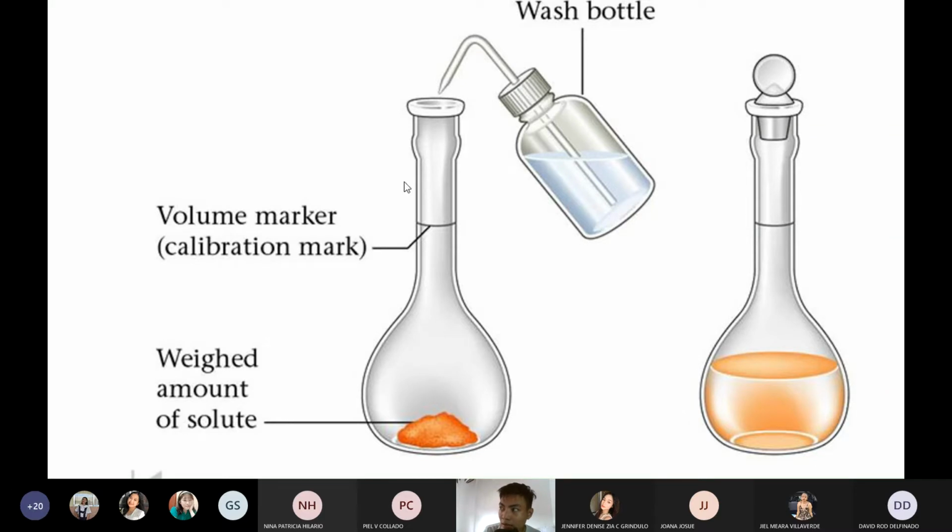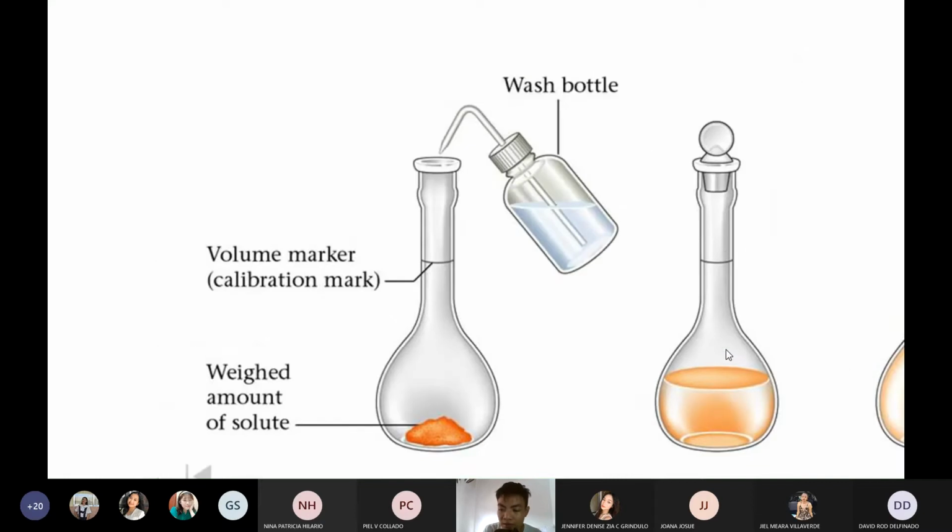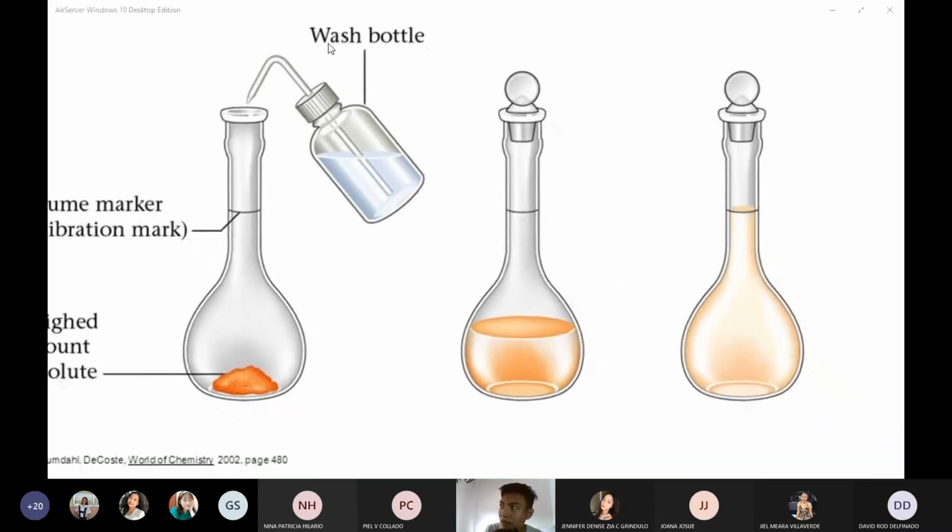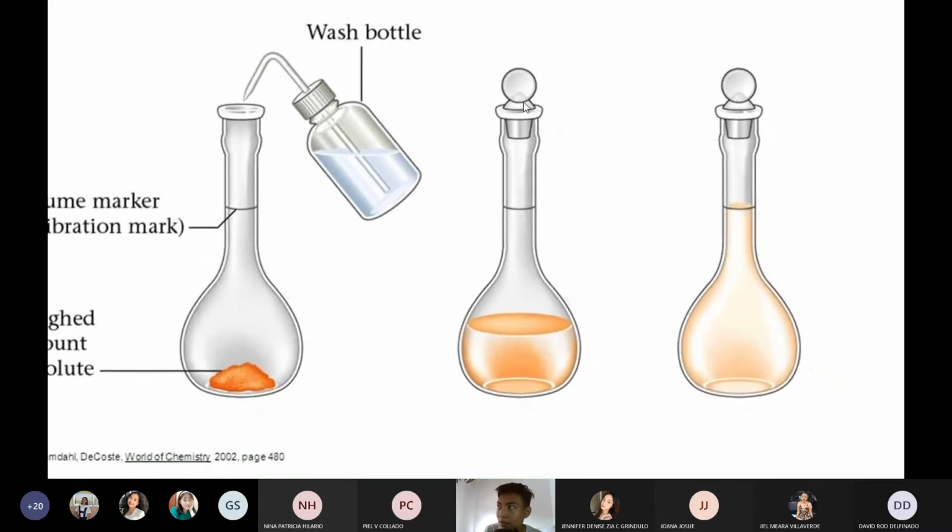Kailangan lahat ng crystals nasa baba. Then you will fill it halfway. Halfway lang muna. Ano gagawin nyo? If you fill nyo yan halfway, ganyan lang muna. Takpan nyo siya with a stopper.